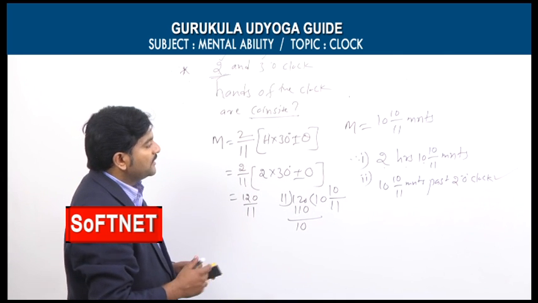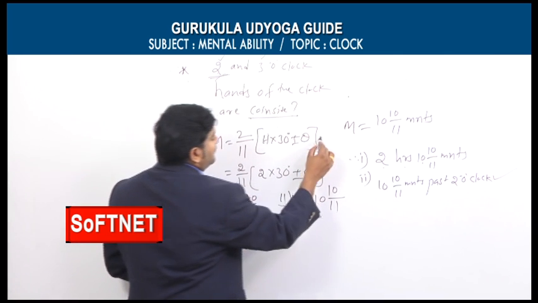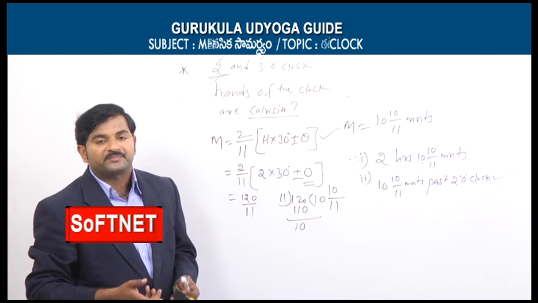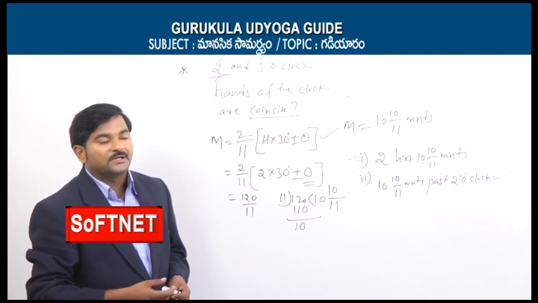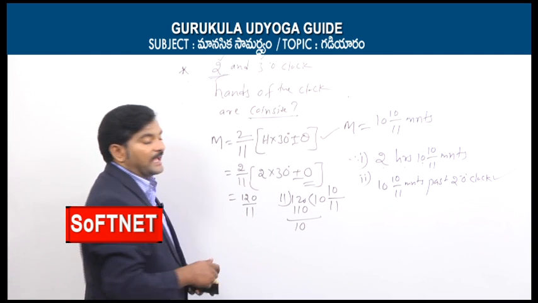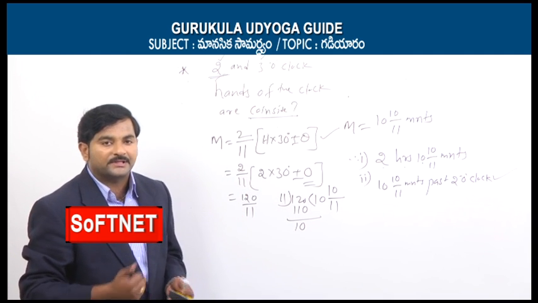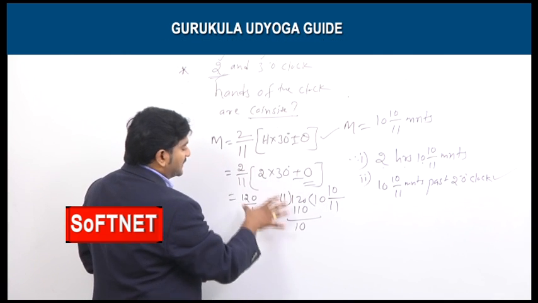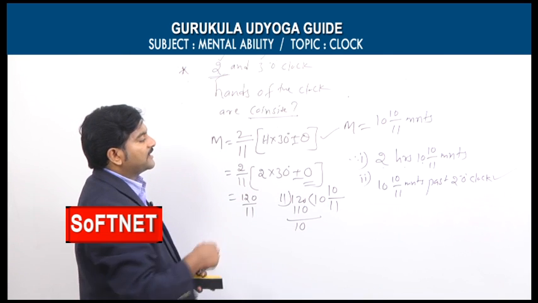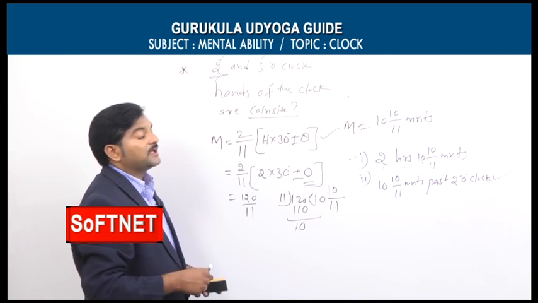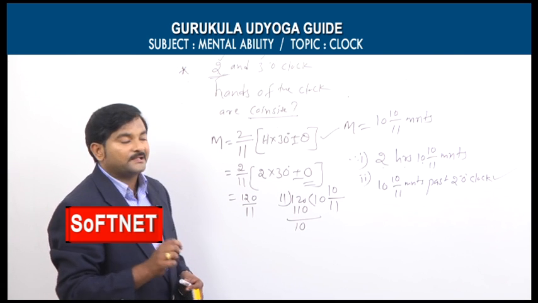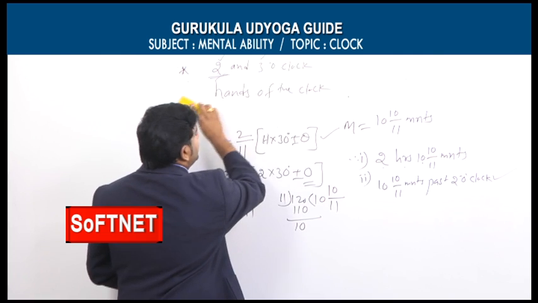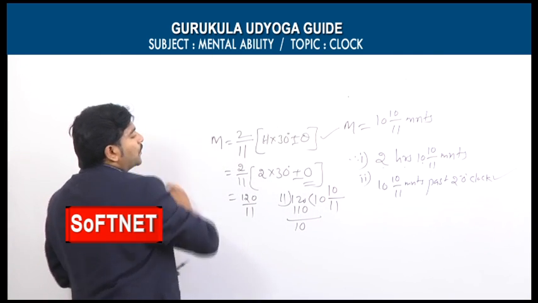Here in this model, you need to focus on the formula, and secondly, why do we need to take theta equal to 0? Because it's a coincide concept. Since the two hands coincide, the angle between them is how many degrees? 0 degrees. That's why we simply take theta equal to 0, and after a small simplification, our final answer is 10 by 11 minutes past 2 o'clock. So exactly at this point of time, the angle between the two hands is 0 degrees, or simply the two hands coincide.